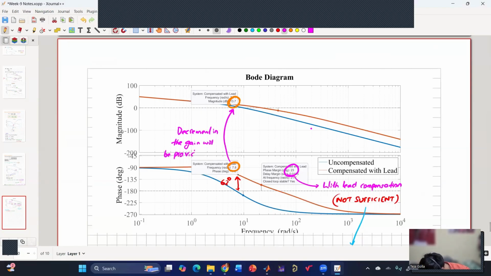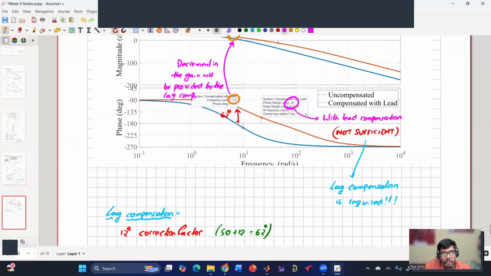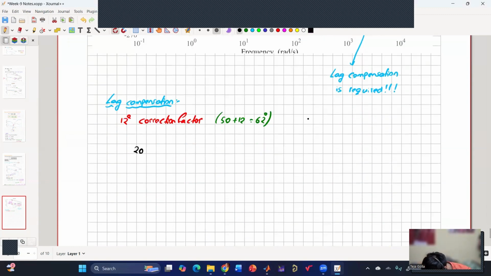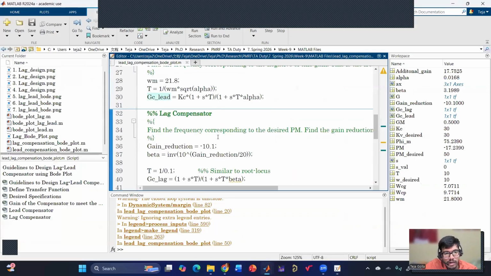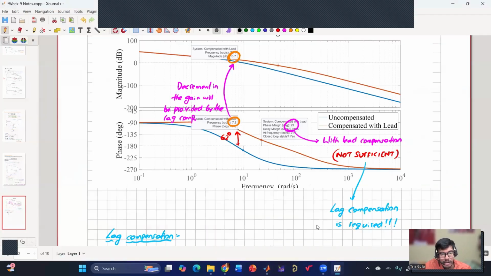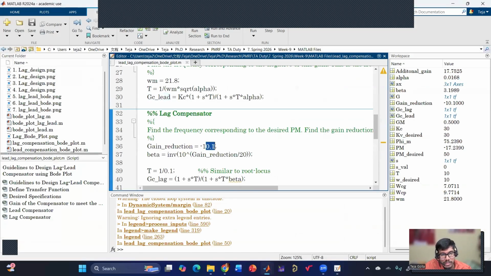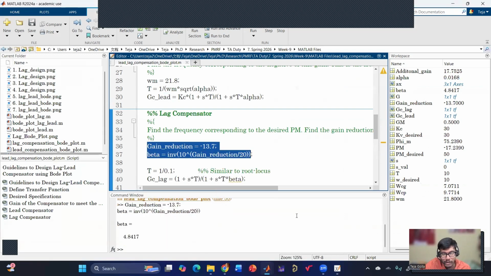will be provided by the lag compensator. So this will give my 20 log 1 by beta as minus 13.7. So what is my beta? Let me go back to the code where I have the lag compensator. First we are finding the frequency and then how much gain reduction is needed. I am getting minus 13.7. So for this gain reduction, I have to calculate my beta. So I got my beta to be 4.84, which is higher than 1.